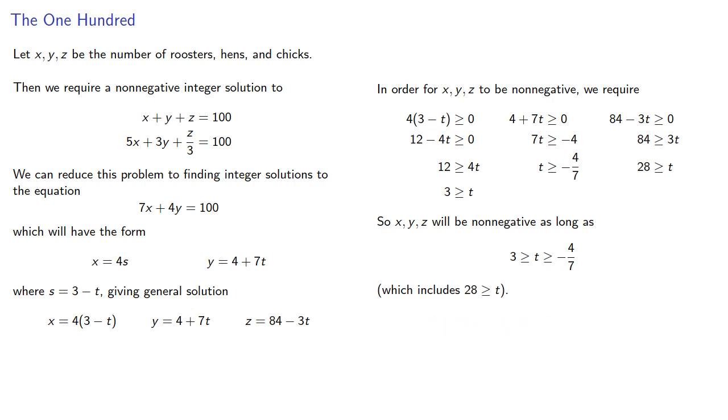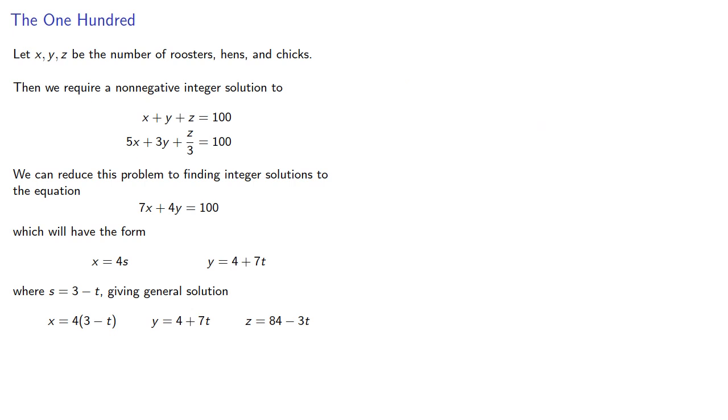And there are integer solutions in this interval. 0, 1, 2, and 3 will give us positive values for x, y, and z. And we could go ahead and generate those. If t is 0, we have, and likewise for the other values.